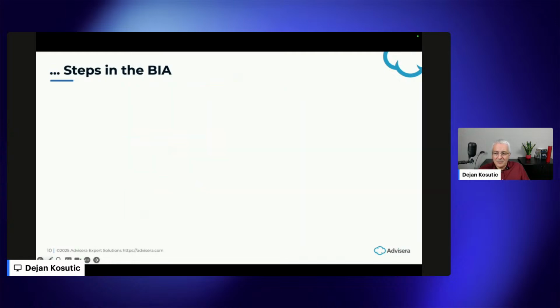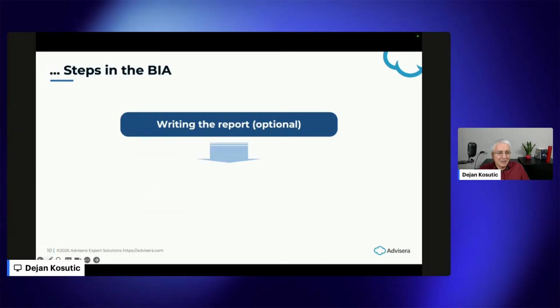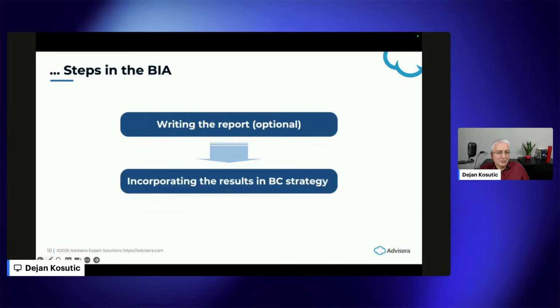Then the fourth step is for you to write a business impact analysis report. However, this is not needed. Some companies write this report, some companies don't. It's really up to each company. But what is needed is that you actually incorporate these results, primarily, again, the list of assets, RTOs, RPOs, into the business continuity strategy. So this is something that certainly is required according to ISO 22301.